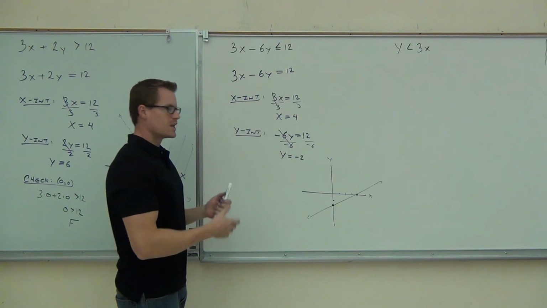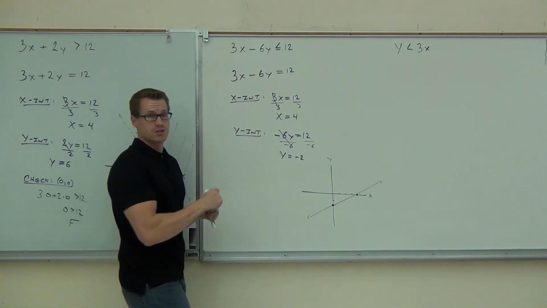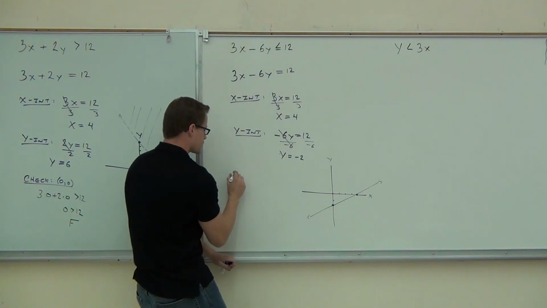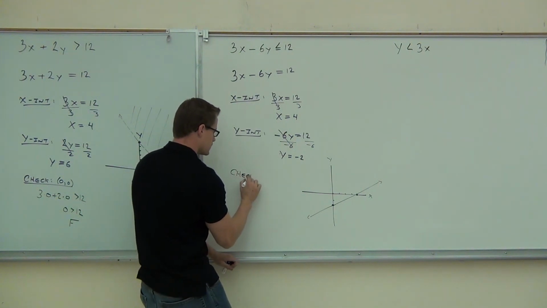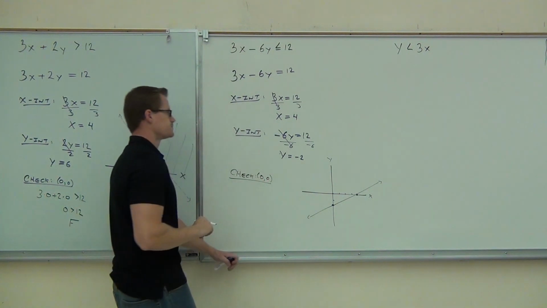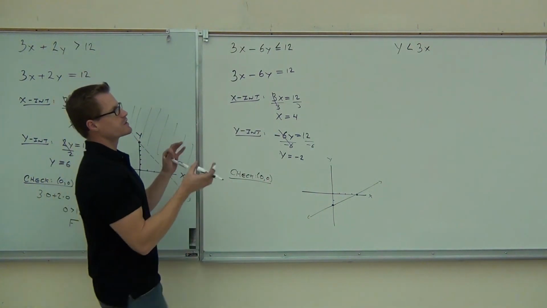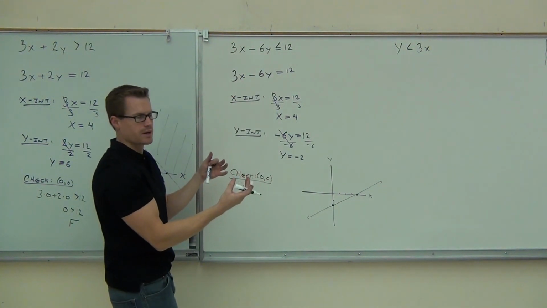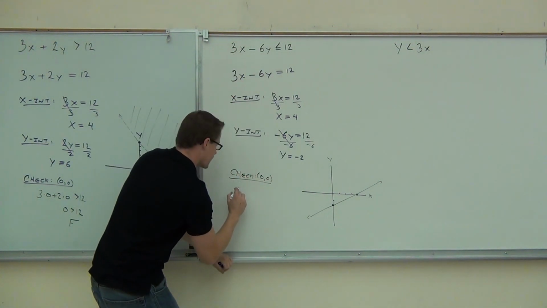We check one point. If it's not on the line, we're going to check 0, 0. It's the easiest one to check. So over here we put check 0, 0. And what we're doing is essentially plugging in 0, 0 for our x and our y coordinates.